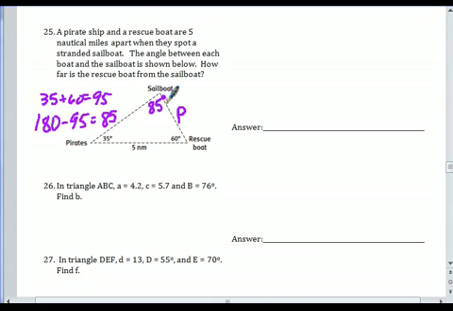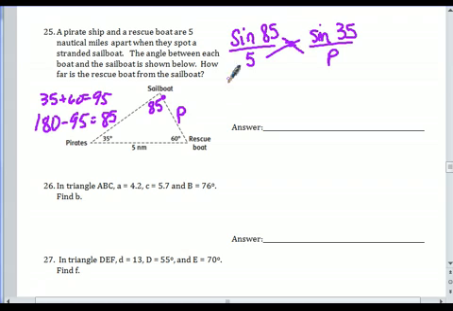Now I can use the law of sines. And I'm going to say that sine of 85 over 5 is equal to sine of 35 over P. Of course, we're going to use the 35 because that's the angle that's across from the side that we're looking for. In order to solve for P, we're going to cross multiply. P times sine 85 equals 5 times sine 35. And then to get P by itself, of course, divide by sine 85.